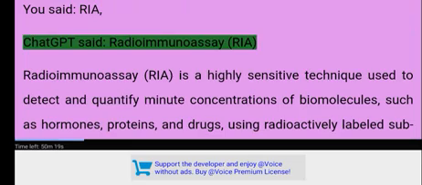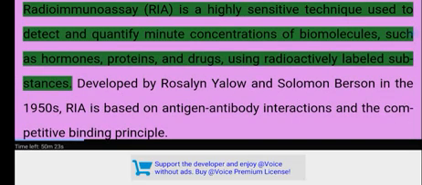Radioimmunoassay, RIA. Radioimmunoassay, RIA, is a highly sensitive technique used to detect and quantify minute concentrations of biomolecules, such as hormones, proteins, and drugs, using radioactively labeled substances.